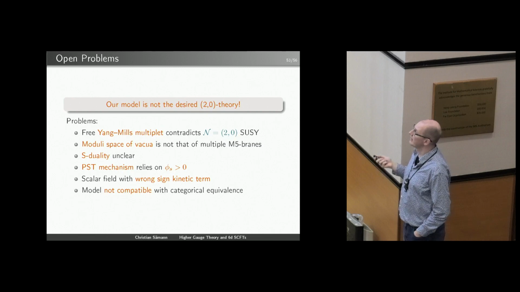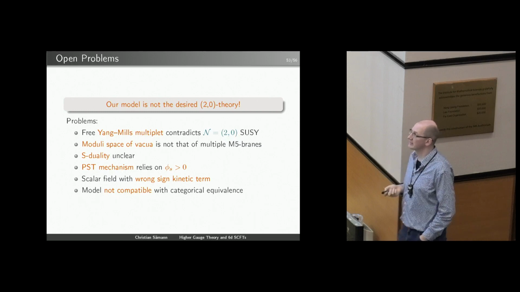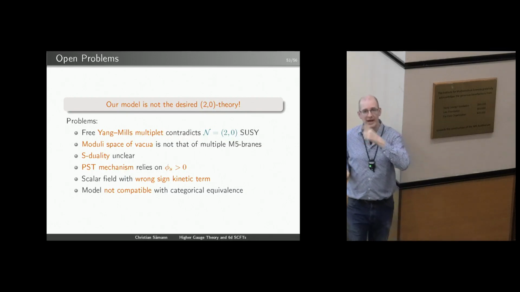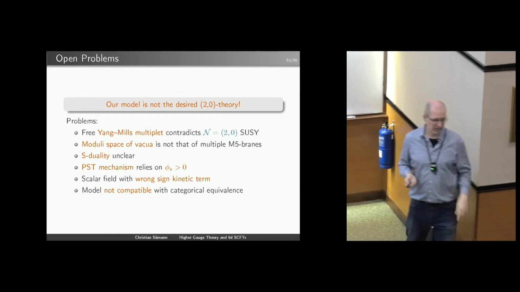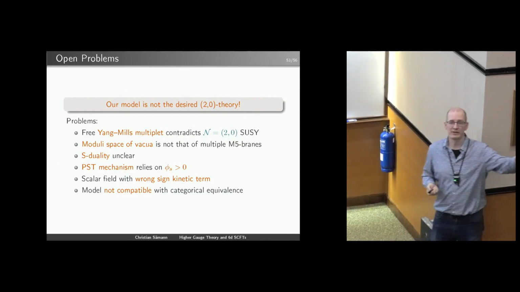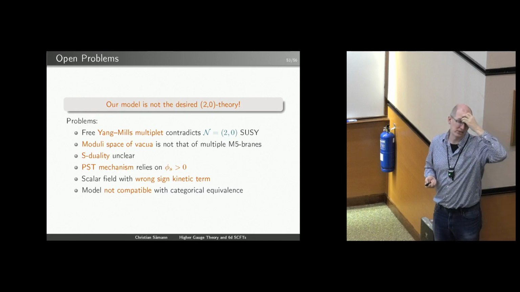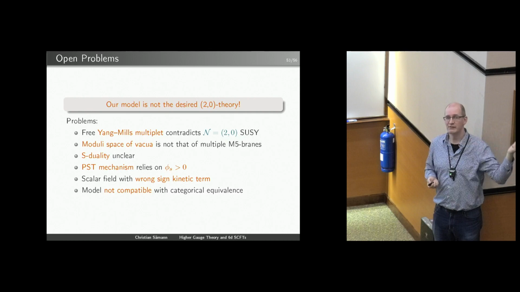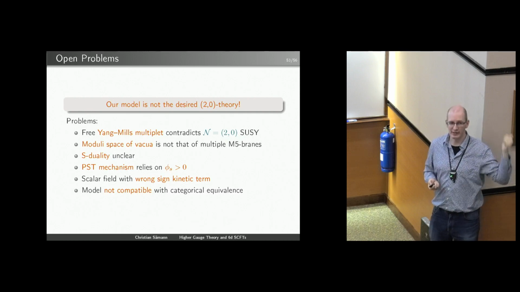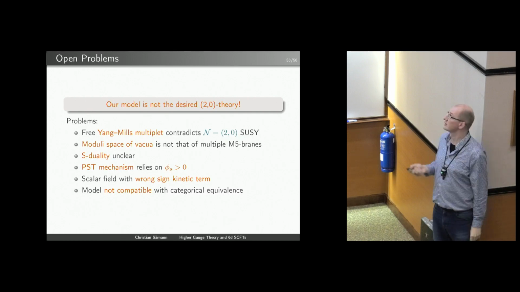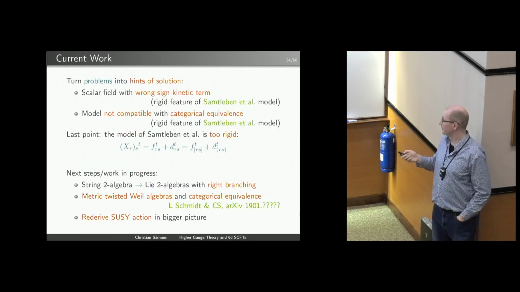The scalar field has a wrong sign kinetic term. I think this can be fixed, I'm pretty sure by now. The model is not compatible, and this is actually interesting, not compatible with categorical equivalence. If I go with their action that they derived from tensor hierarchies, and I choose a quasi-isomorphic formulation of my string structure, this doesn't work in their model. It works for the self-dual string that we wrote down. We strongly believe that physics doesn't see quasi-isomorphism, but here it doesn't work, okay?